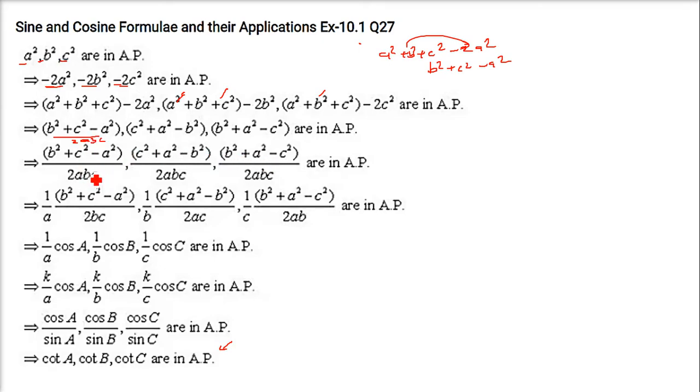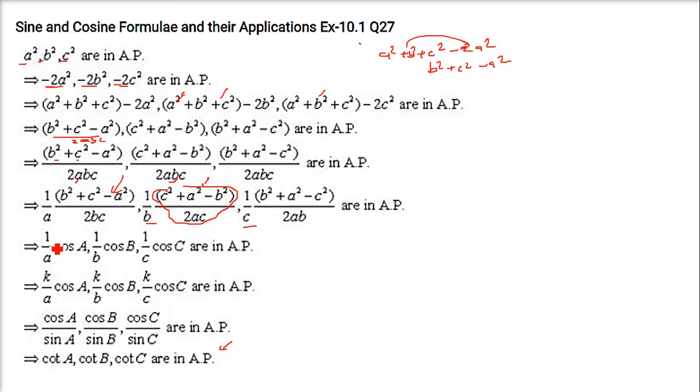Here, now take this a out, because b and c are here, means 1 by a. Here also, this c square plus a square minus b square, take this b out. Here also you take c out. So what do you get? This one is cos A, this one is cos B, and this one is cos C.